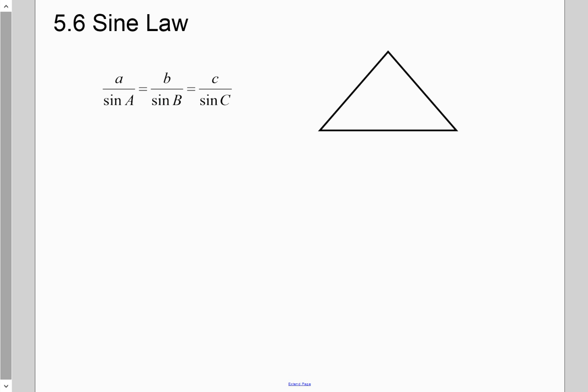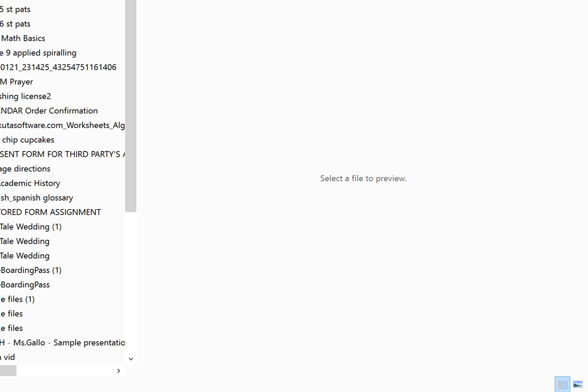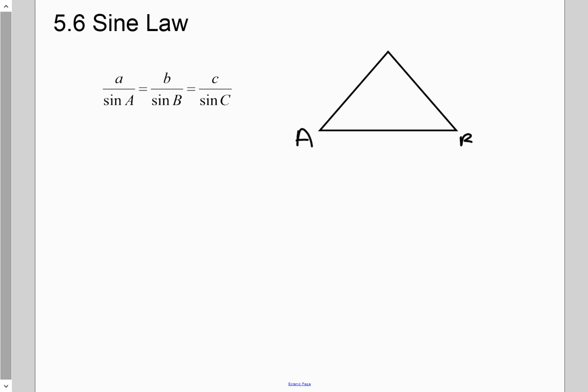Sine law is a trigonometric law that you can use to solve for any side or any angle of any type of triangle. It doesn't have to be a right angle triangle. We start by labeling the sides. So capital letters for the angles, A, B, C, and then lowercase letters for the sides.